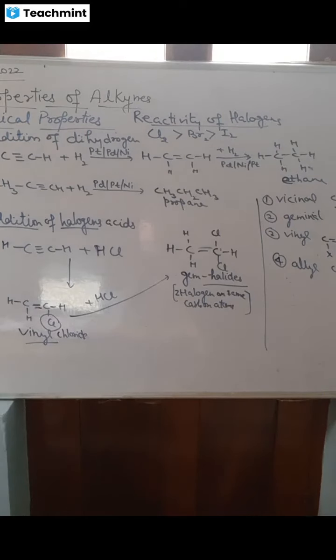Okay beta, what will happen when we add to an unsymmetrical alkyne? If we take an unsymmetrical alkyne, then the addition will follow Markovnikov's rule.